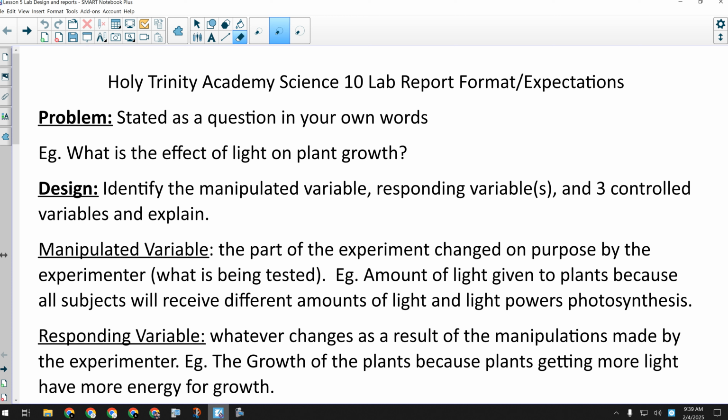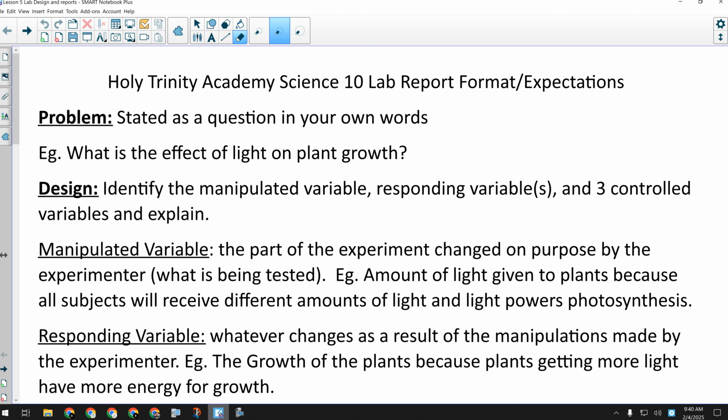We're just going to use a very simple experiment on plants as our example here. A typical problem could be something like, what is the effect of light on plant growth? I mean, that's pretty obvious, but let's just use it as an example. The design portion of your lab report is worth 5 marks. Every lab report is out of 30, by the way. So this is 5 marks out of the 30.